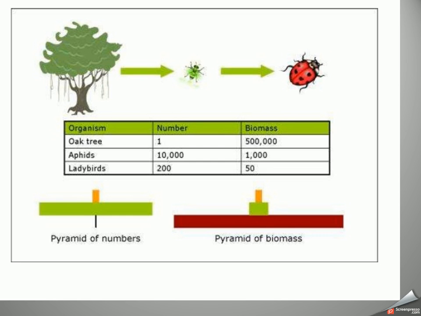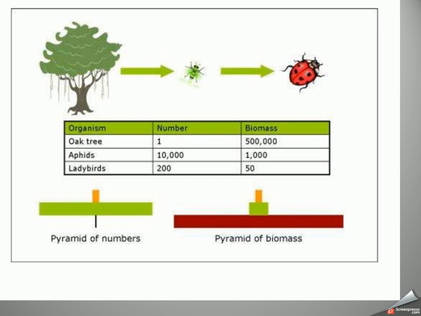Okay, pyramid of numbers versus a pyramid of biomass. A pyramid of numbers basically just counts the number of organisms at each stage. So, for example, this is a very simple food chain. You've got the tree, an aphid, and the ladybird. A pyramid of numbers shows the oak tree as 1, aphids being about 10,000, and ladybirds being about 200. If you put them on a pyramid of numbers, it looks like this. A little bit silly, isn't it? Because they're saying that the oak tree is just 1, equivalent to just 1 plant. That doesn't make any sense because it doesn't take size into account.